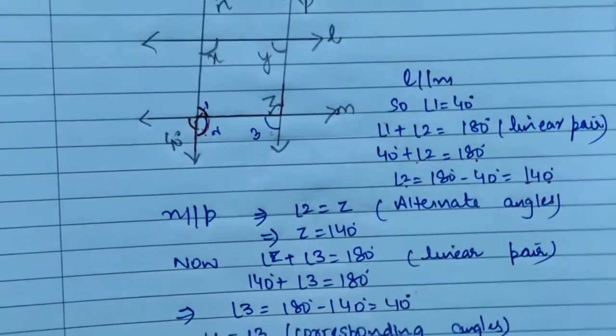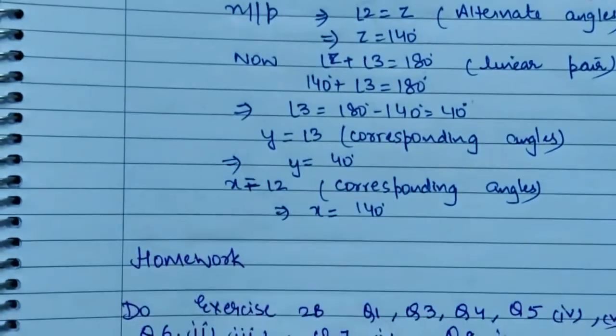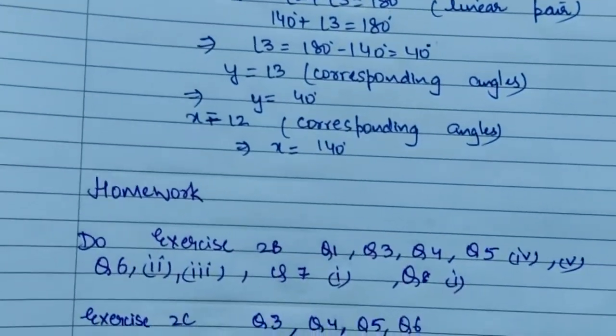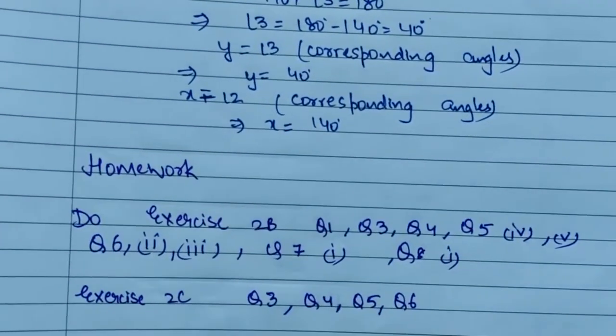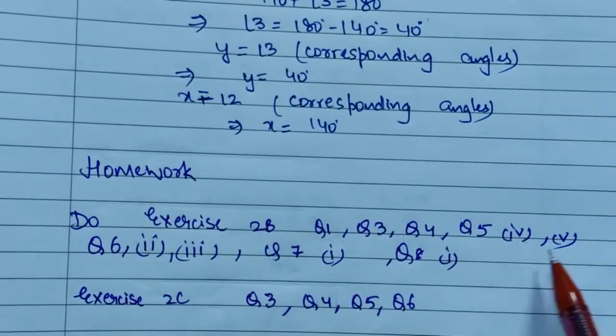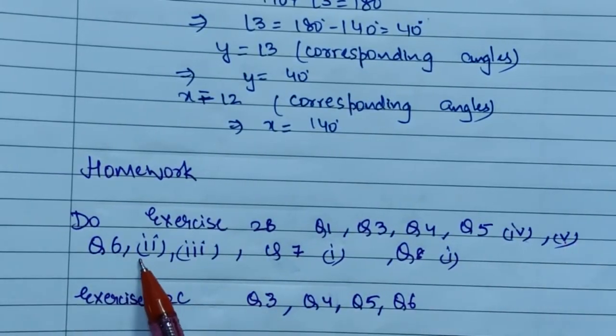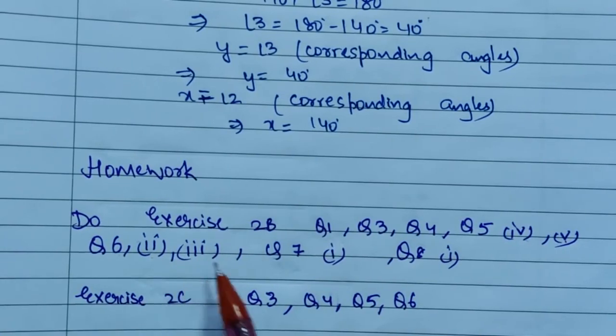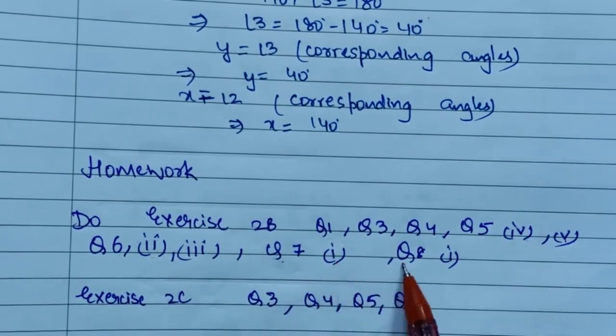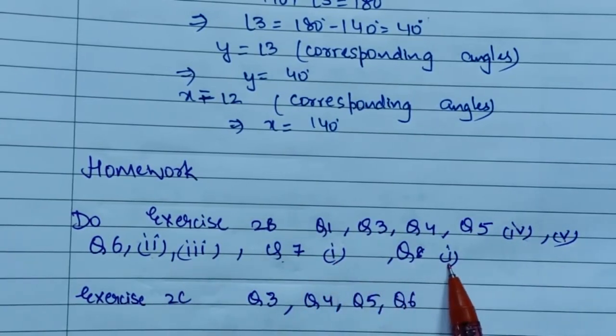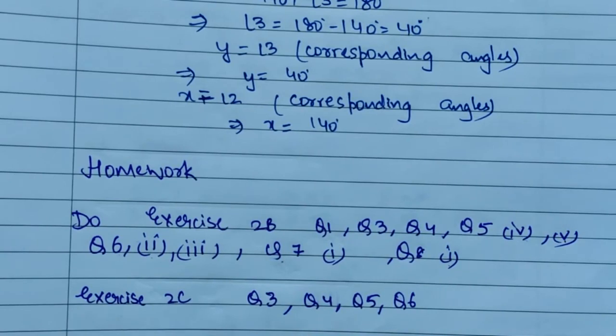Now children, I am giving homework to you. You have to do exercise 2B. Question 1, 3, 4, 5, fourth part, fifth part. Question 6, second, third part. Question 7, seventh part. Question 8, first part. Exercise 2C, question 3, 4, 5, 6. And no need to do question 7 and question 8.